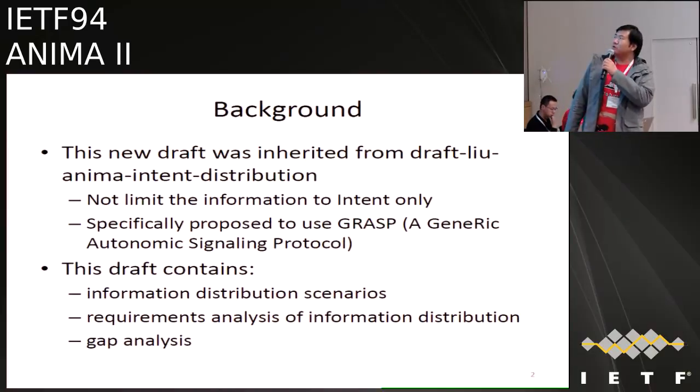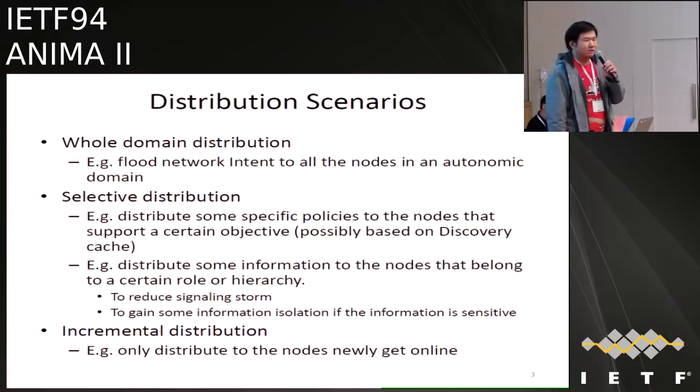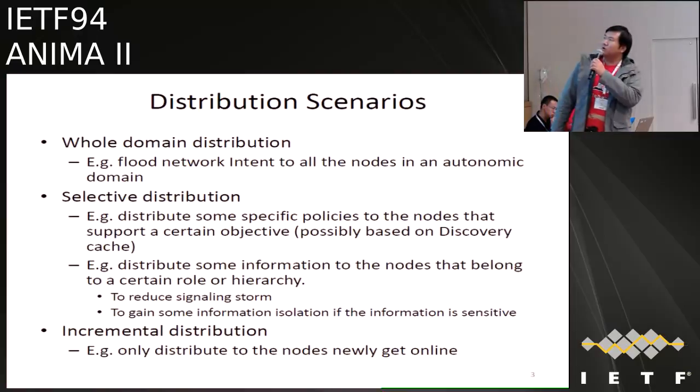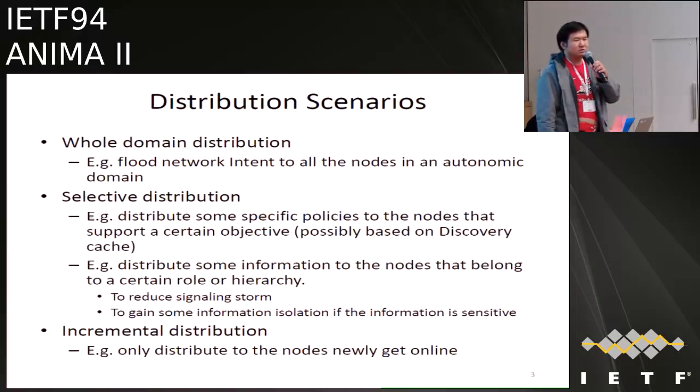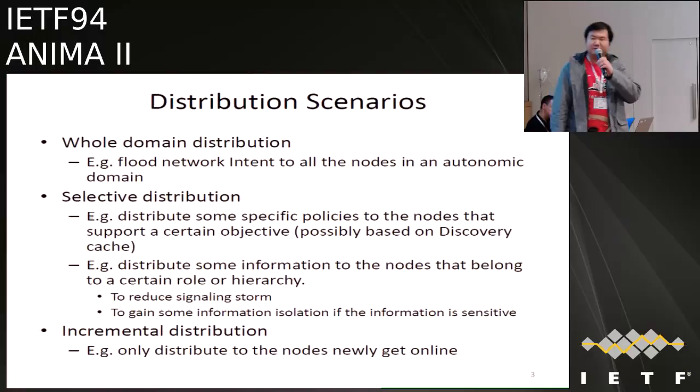Next, please. Okay, the scenarios mainly contain 3. The first one is quite obvious. The whole domain distribution is mostly regarding flooding. And the selective distribution, we just mentioned in the last discussion of GRASP.